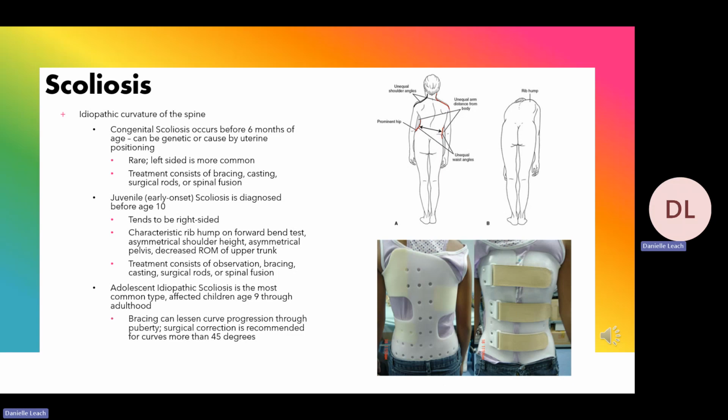Adolescent idiopathic scoliosis is the most common type. It affects children ages 9 through adulthood. With this one, bracing can lessen the curve progression through puberty. So say this child is 9 when they're diagnosed with this, if they wear the brace, it could basically lessen the chances of it getting worse as the child grows. If the curve is more than 45 degrees, surgical correction is recommended.